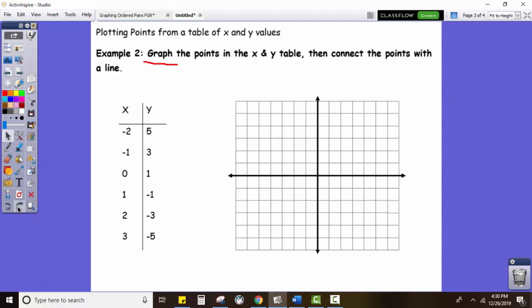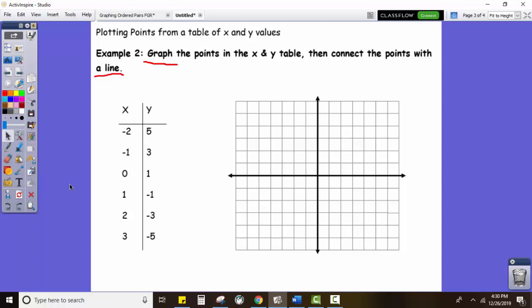So the directions say first we're going to graph the points, which would be plotting them. And then we're going to connect them with a line. So you want to make a straight line, no curvy or jagged lines. If you end up with something that does not form a straight line, you did something wrong when you plotted your points. So all of these points should form a straight line.